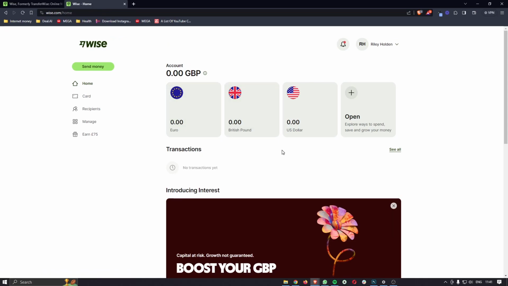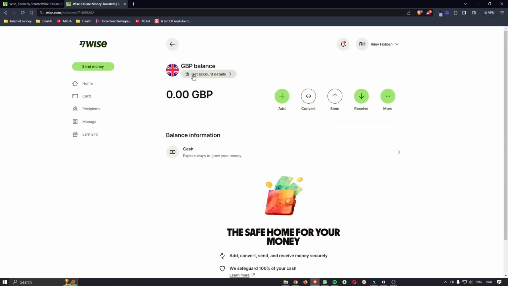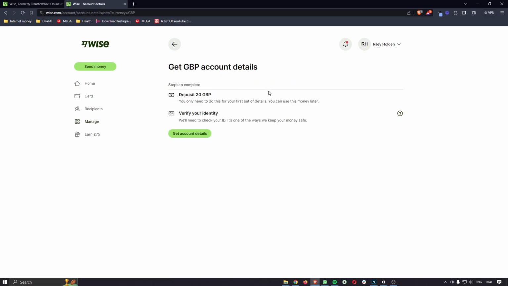It is extremely easy to receive money into your Wise account. All you need to do is choose the currency that you would like to receive money in, open that up, and then at the top here, we have this bar that says Get Account Details. If I click into this, I can't actually view my GBP account details on this account yet, because I need to first make a deposit of £20 and verify my identity. But once that is done, it would then pop up with my routing number, my sort code, and all of the information that you need to send to somebody when you are receiving money.